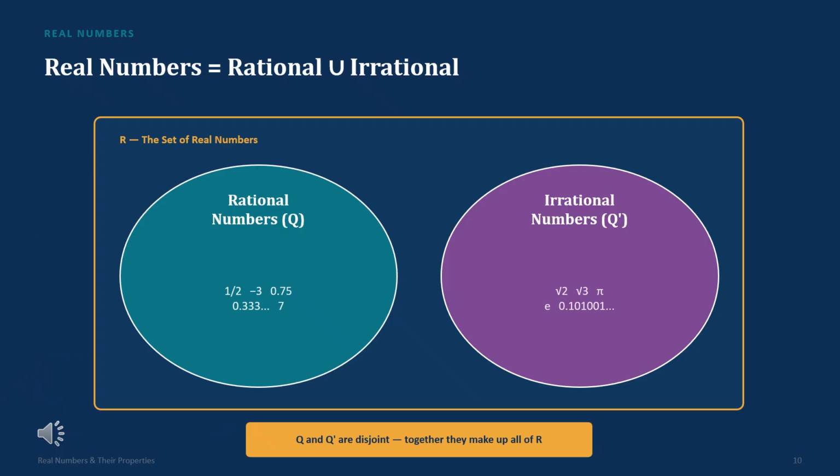Put the two sets together and you get the real numbers. The real numbers, R, are the union of the rational numbers, Q, and the irrational numbers, Q prime. These two sets are disjoint. They share nothing in common, but together they make up every single real number there is.